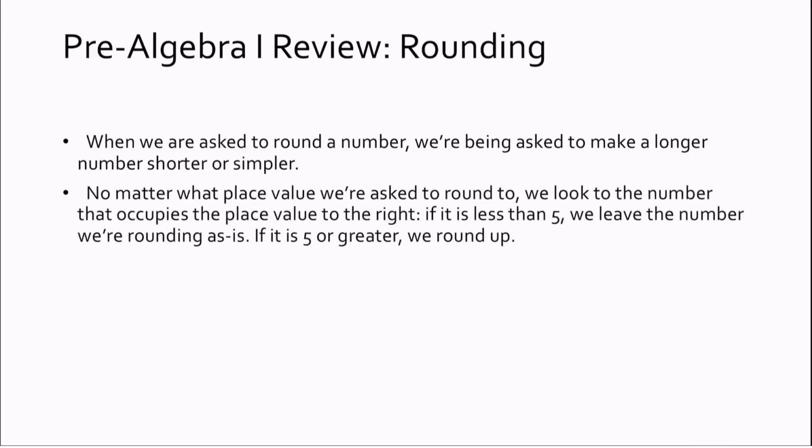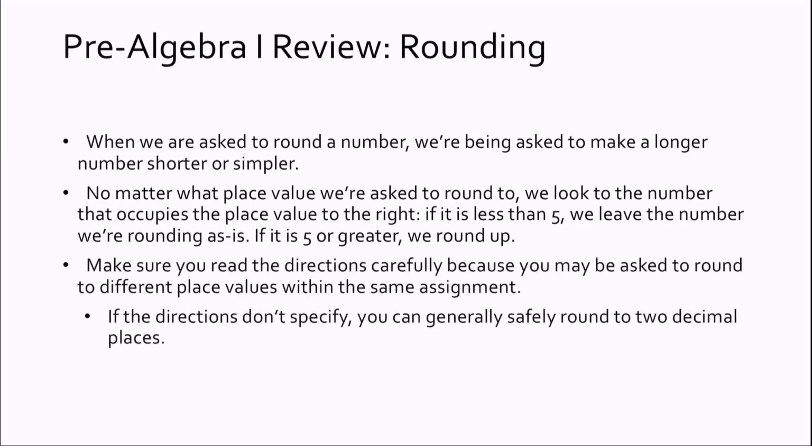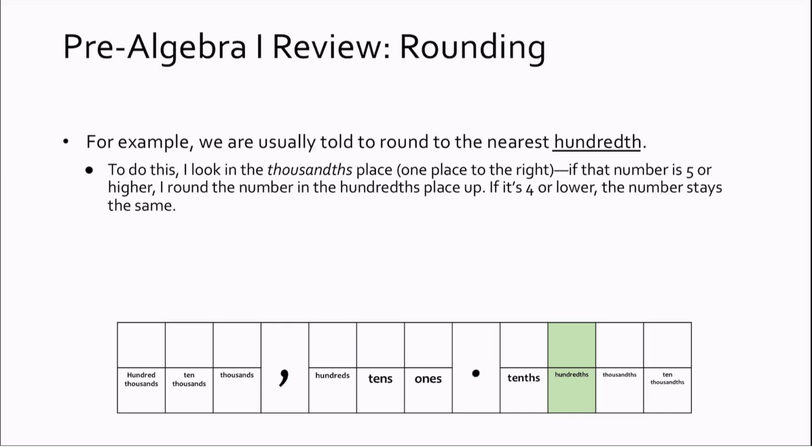And no matter what place value we're asked to round to, we look to the number that occupies the place value to the right. If that number is less than 5, we leave the number we're rounding as is. If it's 5 or greater, then we round up. And it's really important to read the directions carefully, because you may be asked to round to different place values within the same assignment. If the directions don't specify, you can safely round to 2 decimal places, and that's going to be our default. So let's look at some examples.